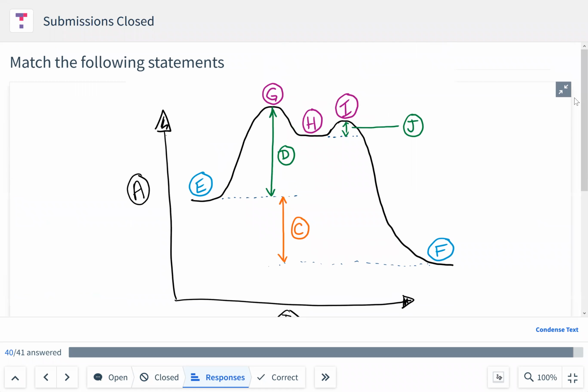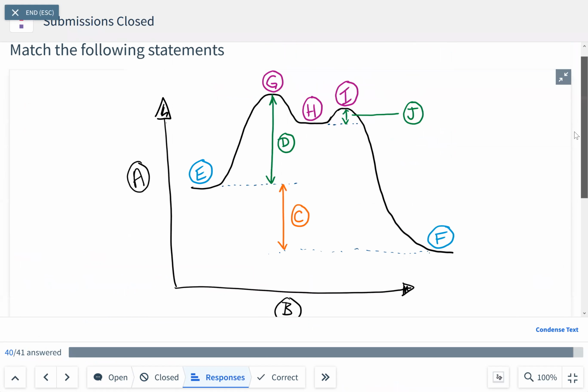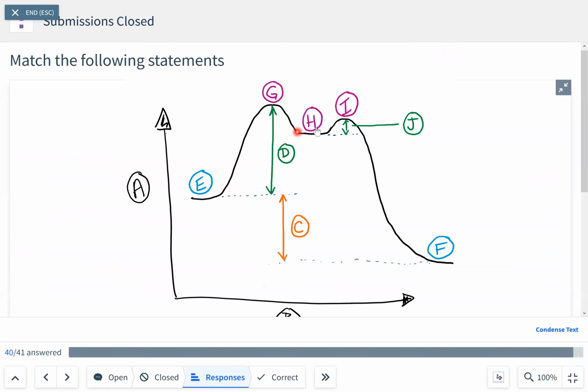So transition states are either going to be G or I because the peak is going to be a transition state. Okay, so then when it comes to formation of an endergonic or exergonic process, it's going to be the formation of something. So we're either forming the intermediate or we're forming our final product. The D and J would be activation energies here, and C would be our overall delta G naught.